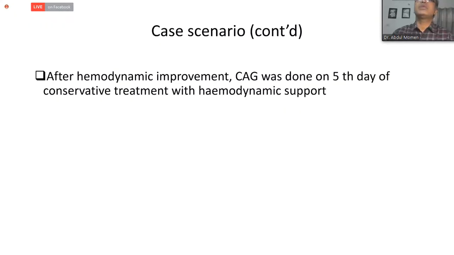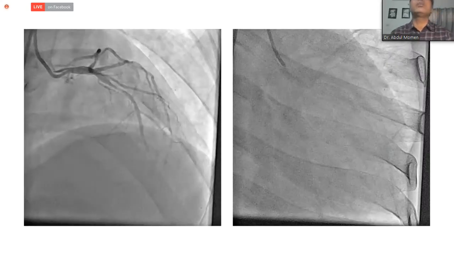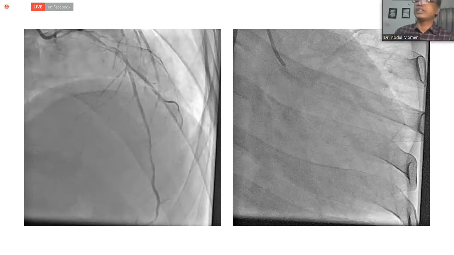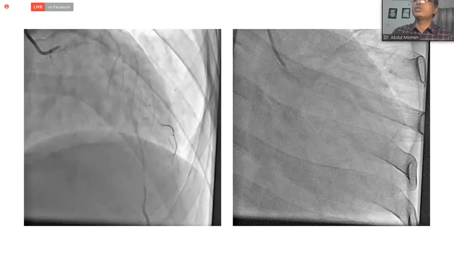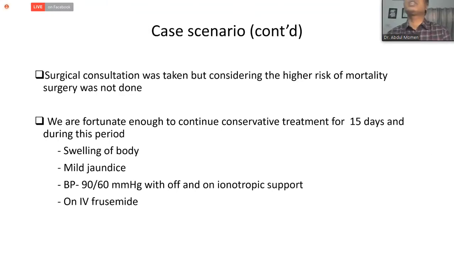After initial hemodynamic improvement, CAG was done on the 5th day of conservative treatment with hemodynamic support. And this is the CAG report: proximal and mid LAD has 80 to 90% stenosis, and the other vessels are normal. Surgical consultation was taken, but considering the higher risk, the patient party and the surgeons were not ready. We continued the conservative treatment for 15 days.